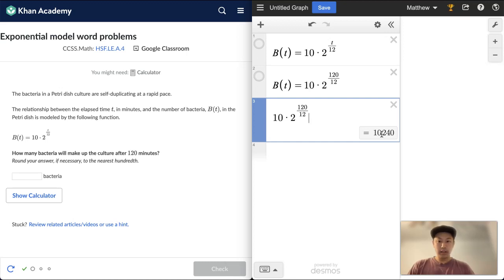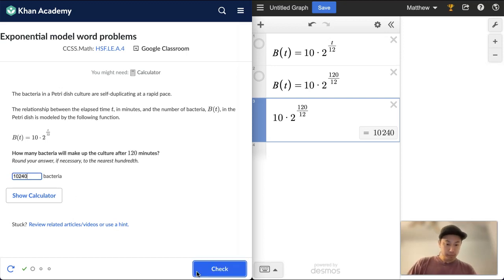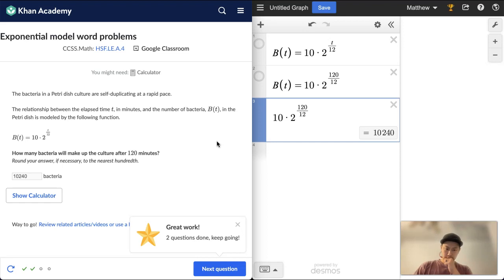No need to round. Interesting how they said round to the nearest hundredth. Let's see. Maybe we're doing something wrong. Okay, we're good. Not sure why they asked to round. Maybe it's just a general set of directions. So there'll be 10,240 bacteria after 120 minutes.